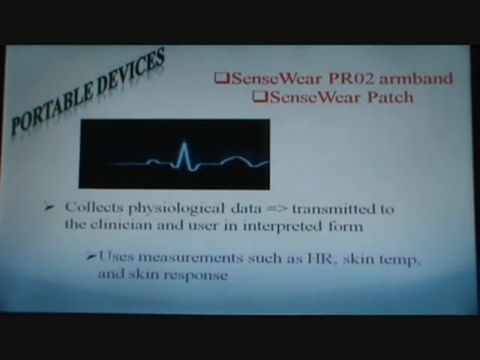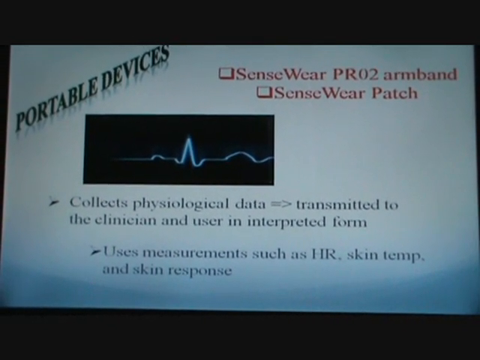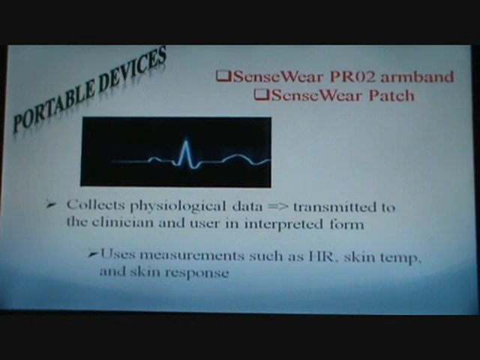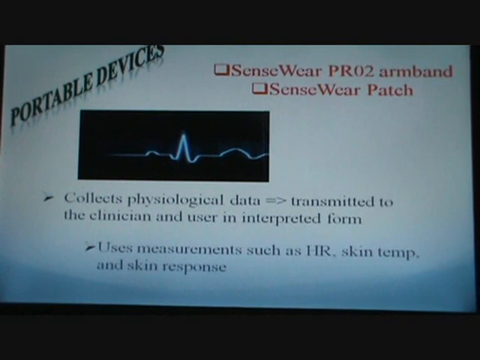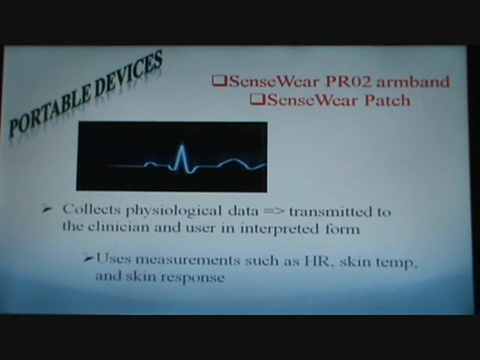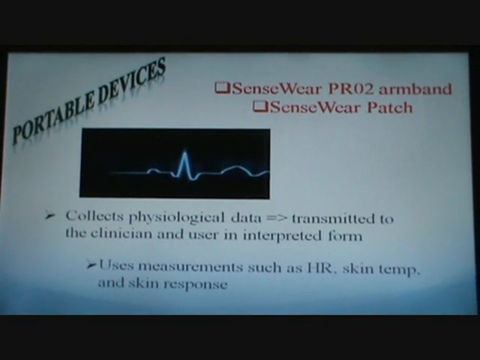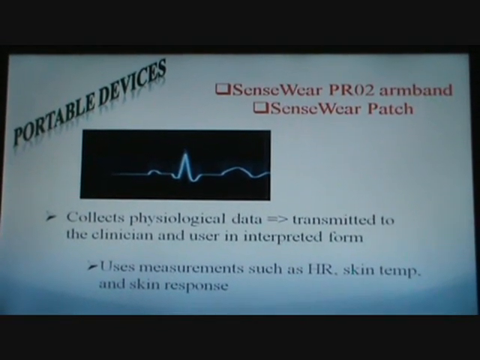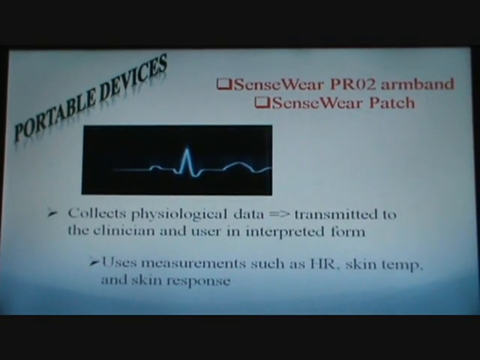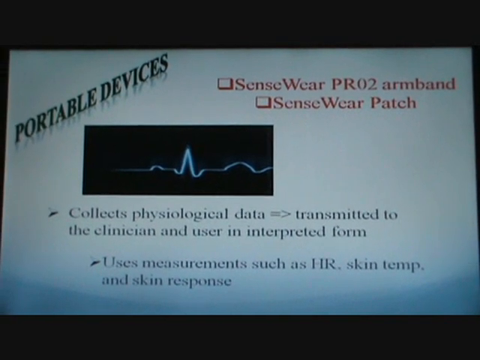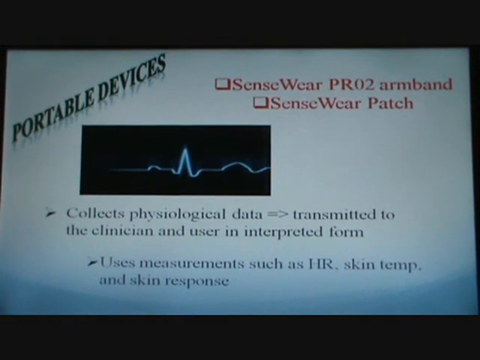Under portable devices, there are 2 different devices that I just kind of mentioned here, and they're the SenseWear Pro 2 armband and the SenseWear patch. Basically they're unobtrusive devices, and they collect physiological data, and then they transmit that to the clinician and the user, in interpreted form so they can understand what's going on. It uses measurements such as heart rate, skin temp, or skin response. The SenseWear Pro 2 armband is already out, but the SenseWear patch is in development, kind of.